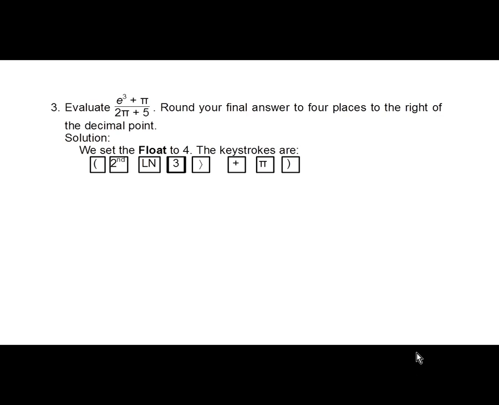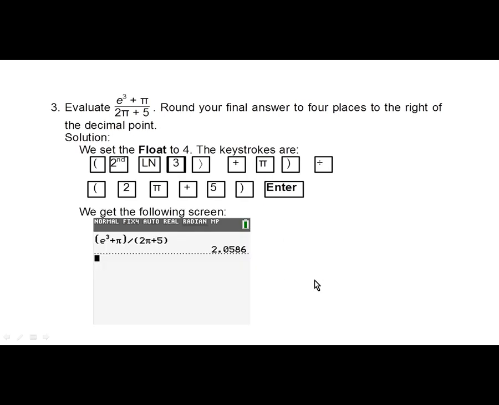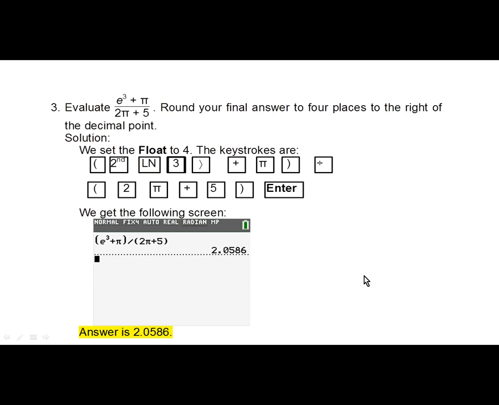So there are my keystrokes. So open parenthesis, second ln, 3. This is the navigation key to get me out of the exponent. Then plus pi, close for the numerator. So all this stuff right here is the numerator. Again, this was the right navigation key to get out of the exponent. Then divided by, for the fraction line. And then here is your denominator. 2 pi plus 5, denominator in parentheses, press enter. That was the screen we got. So 2.0586.